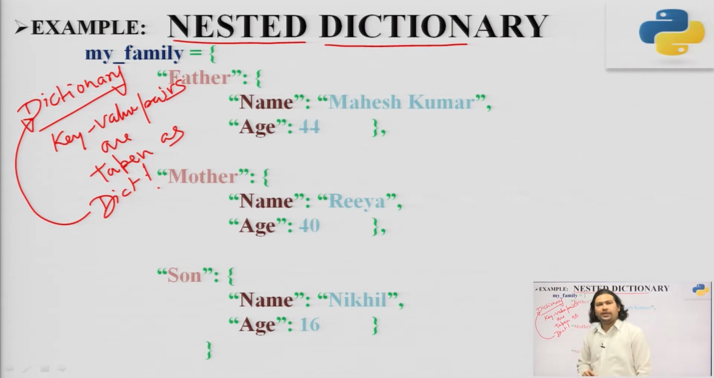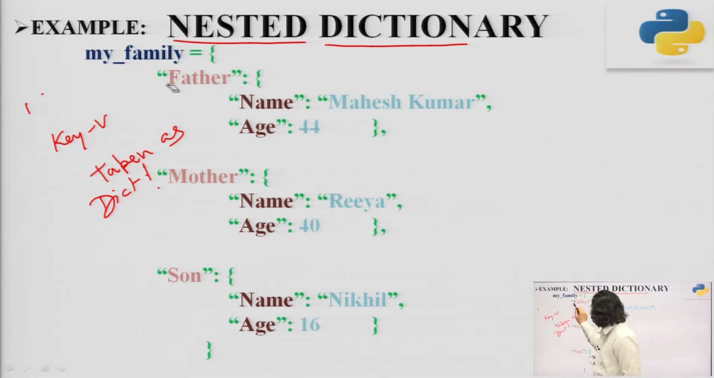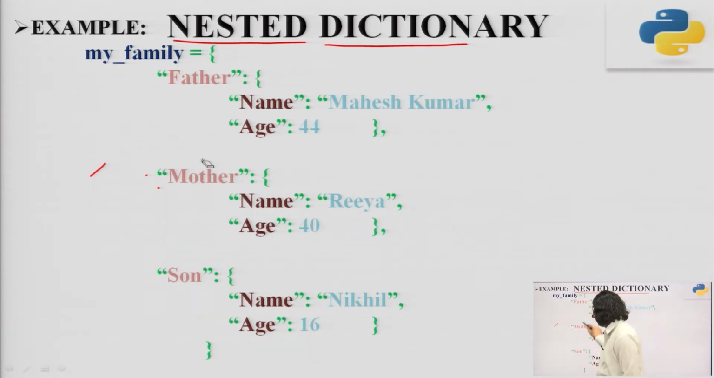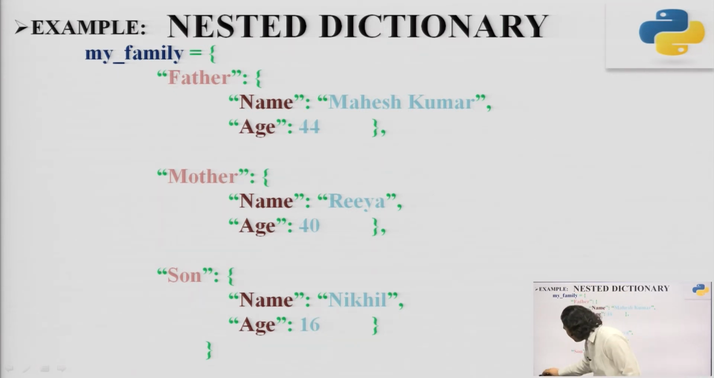Now we are going to look at an example of a nested dictionary, and how we are able to make such a complex structure. Here we are referring to the parent dictionary as my family. In my family we have 3 key value pairs. The very first pair is related to father, the second one is related to mother, and the third one is son.